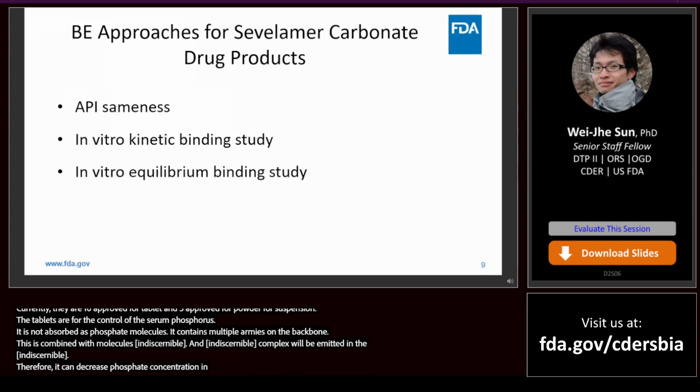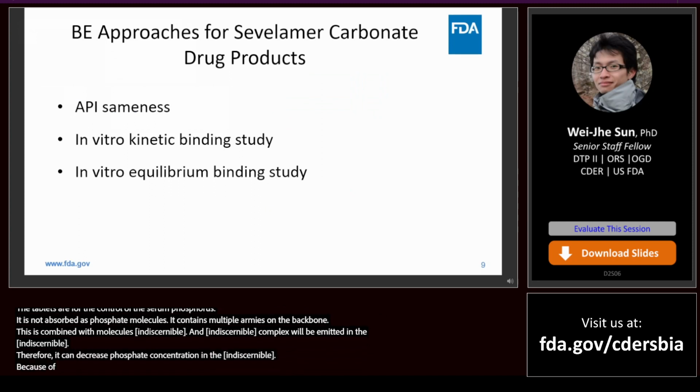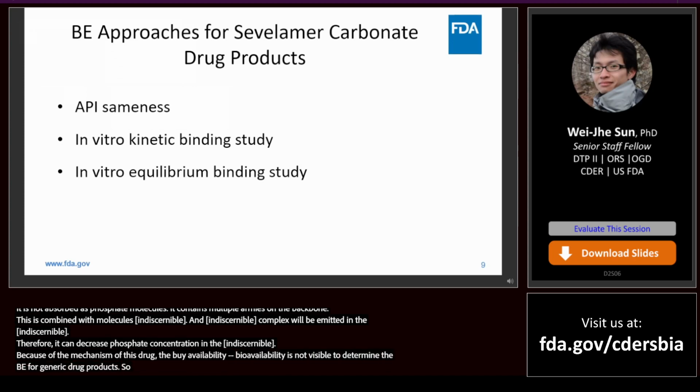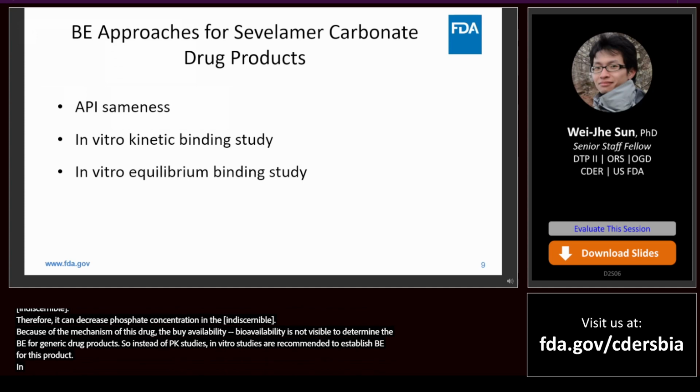Because of the mechanism of sevelamer carbonate, the bioavailability of these products is very low, and PK studies are not feasible to determine the BE for generic drug products. So instead of PK studies, in vitro studies are recommended to establish BE for sevelamer carbonate products. In the product-specific guidance, it recommends API sameness, in vitro kinetics binding study, and the in vitro equilibrium binding study.